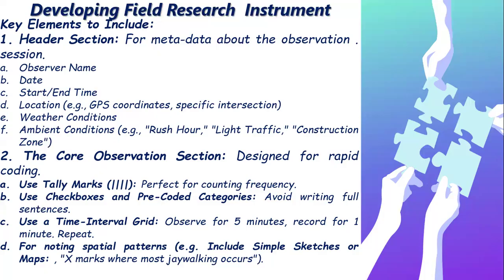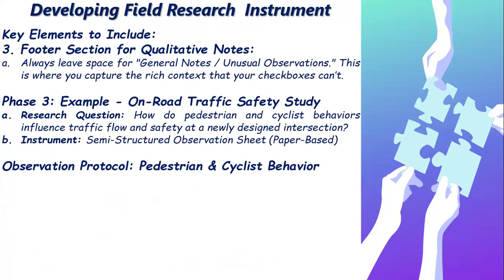For noting spatial patterns, for example, including a simple sketch or map with X marks where more jaywalking occurs. Key elements to include: a section for qualitative notes. Always leave space for the journal note.